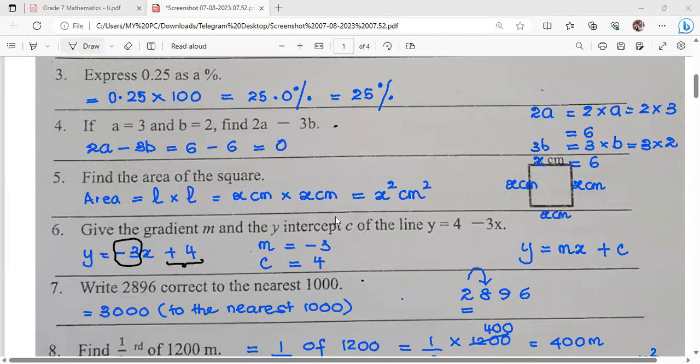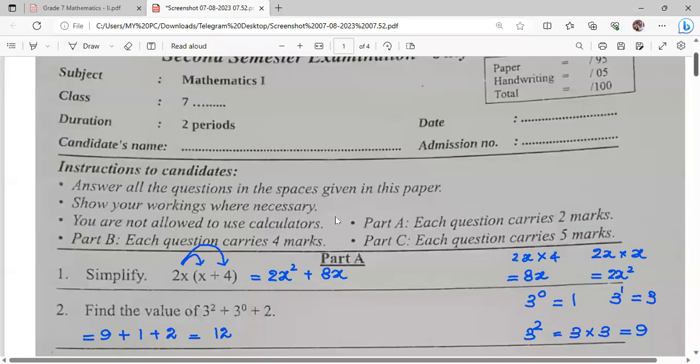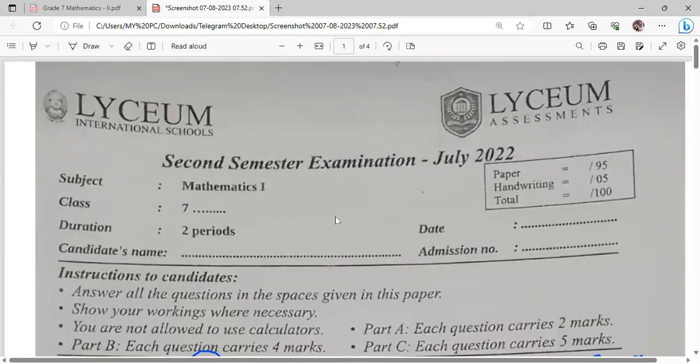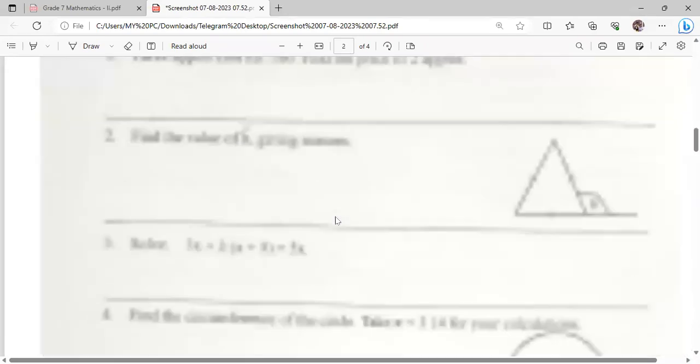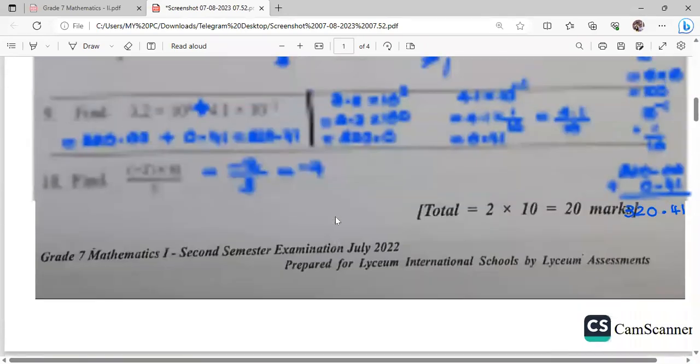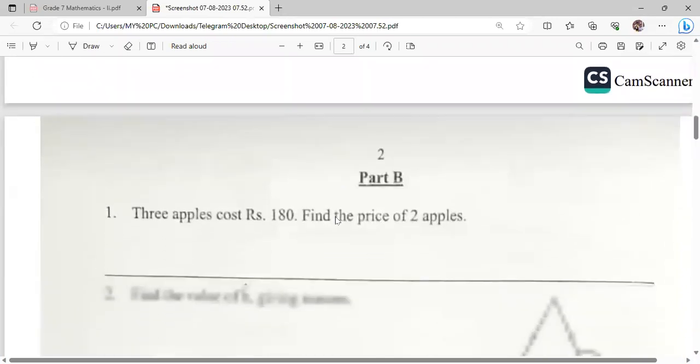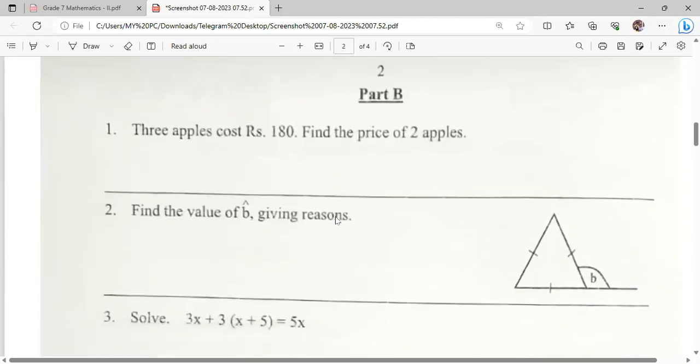In part 1 that we discussed 2022 paper 1 part A up to question number 10. For this video, I'm planning to discuss part B, right? So then again, we have 15 questions. So we'll start from the beginning, part B.